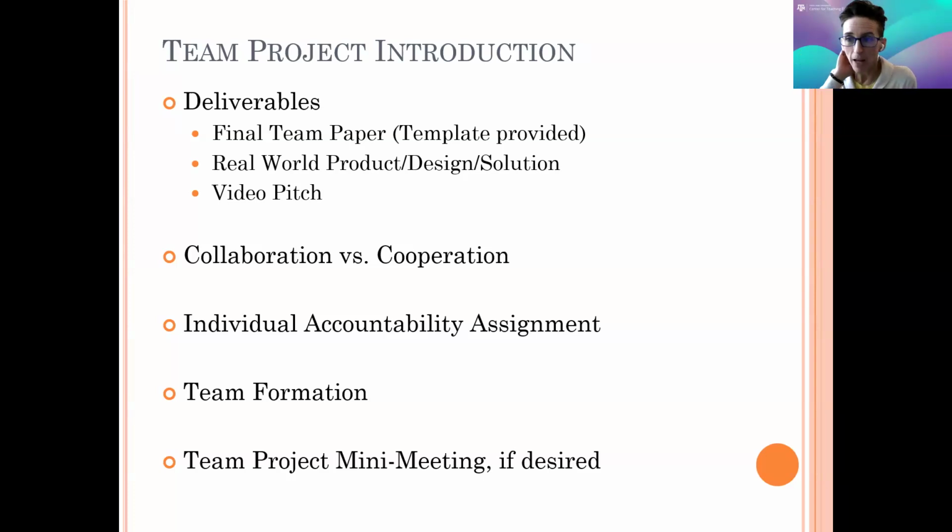And if there is interest, I am open to having a mini meeting on the team project later in the semester. I've already blocked it off on my calendar, and I'll send out a poll if people want it. I will do it. If they have questions and want to talk about their projects, we can do that.